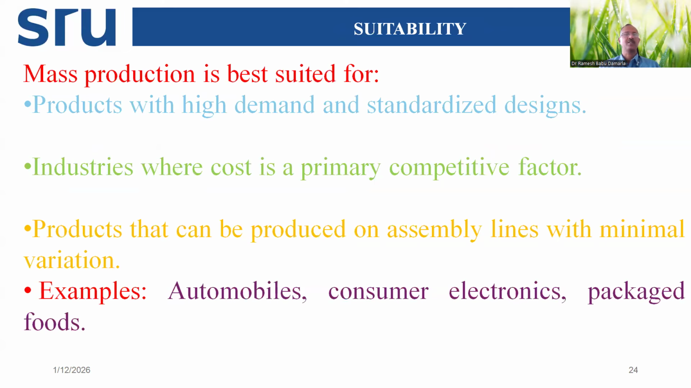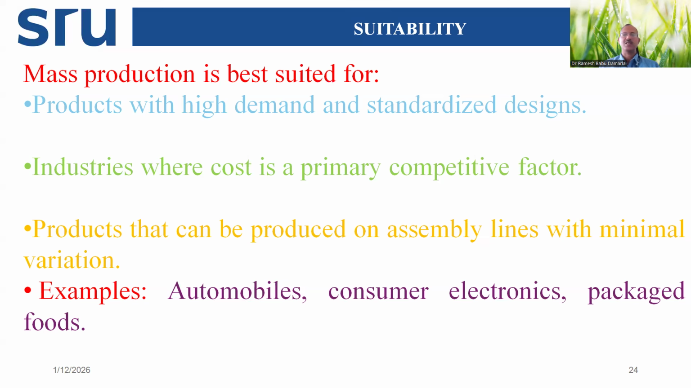Suitability of the mass production. So this is best suited for products with high demand and standardized designs. And suitable for industries where cost is a primary competitive factor. All biscuit manufacturers, all wheat flour manufacturers, we can see in the market, all are at competitive price for the same quality item. The reason is there are a large number of players available in that, and we need to compete there. We can compete only by mass production because mass production accommodates reasonable overheads and pricing. We can definitely place the product at a competitive price.